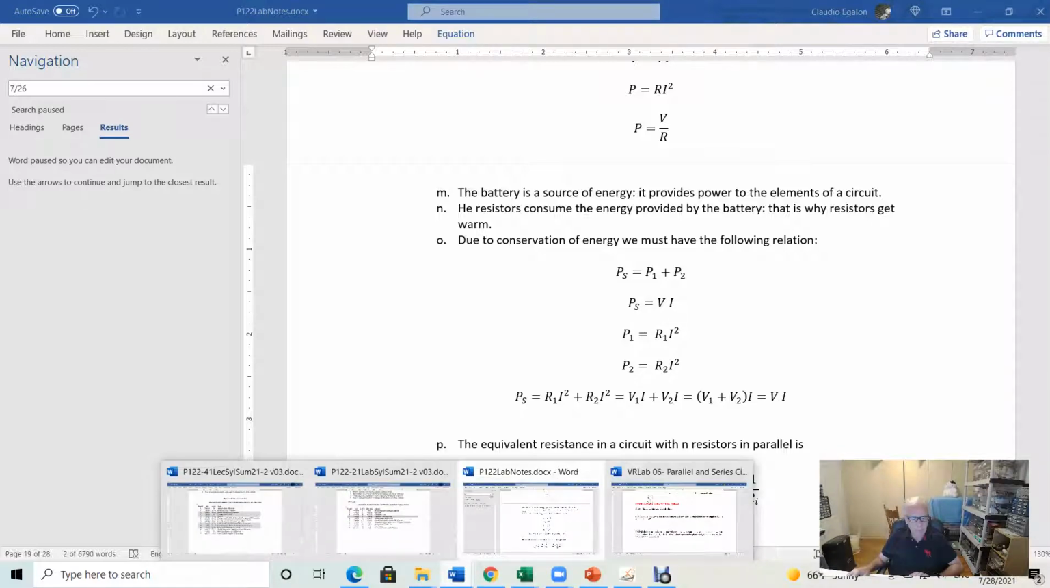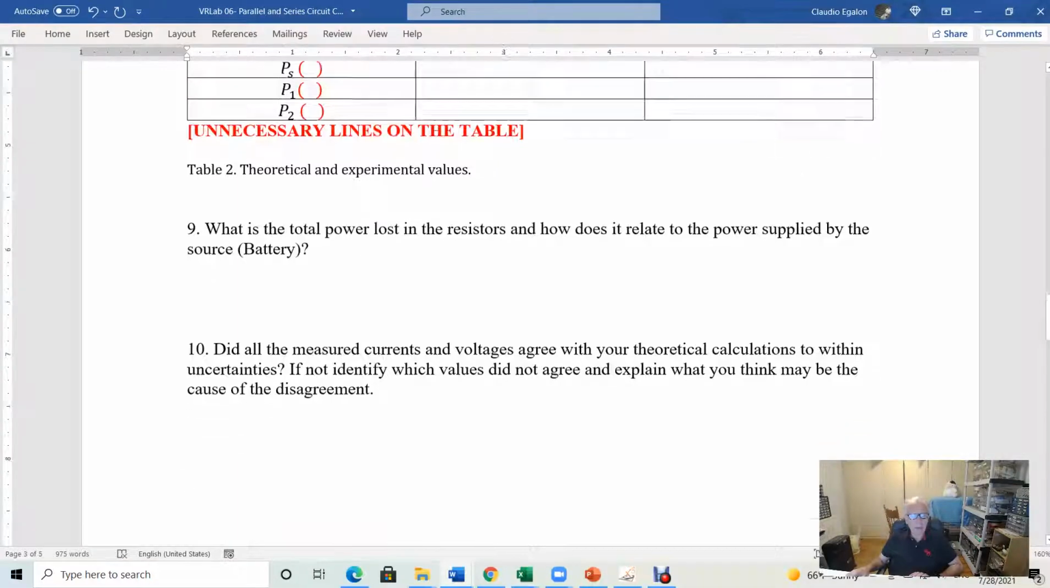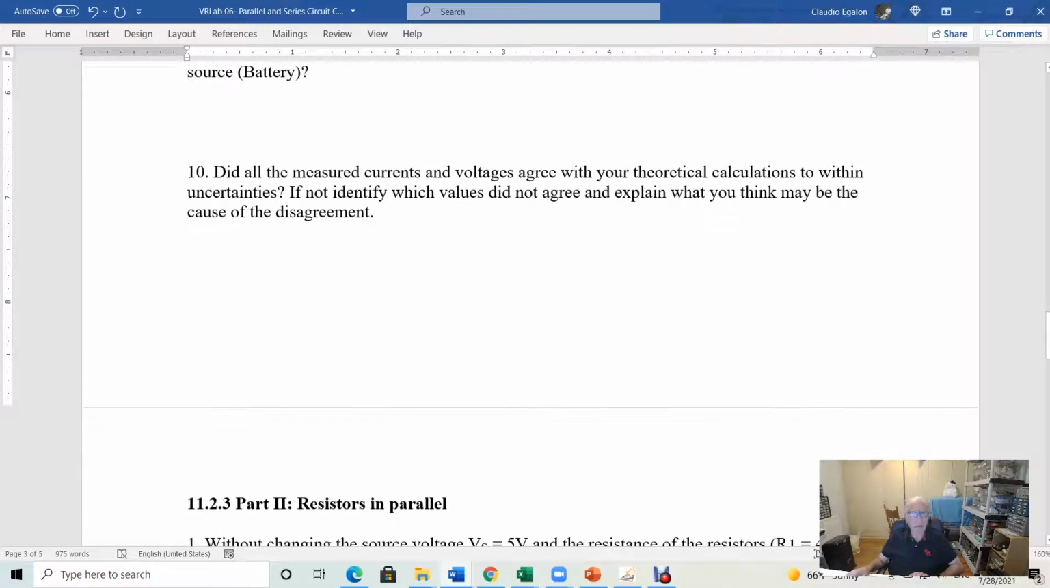Next, did all the measured values of voltage and current agree with your theoretical calculation? It should, right? You use the same formula and the same values for the experimental voltage and current. If not, identify which values did not agree and explain what you think. That's the first part of this simulation.